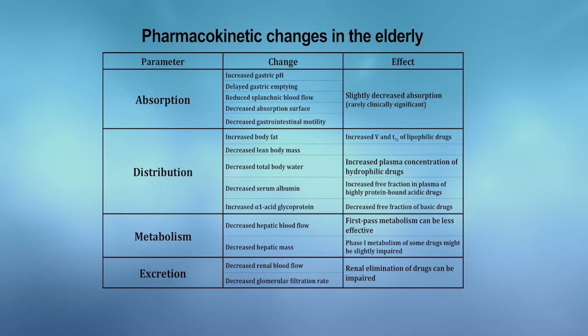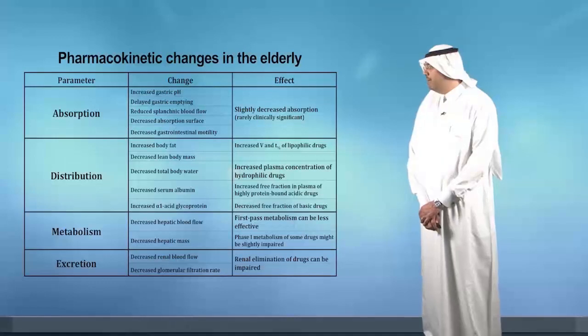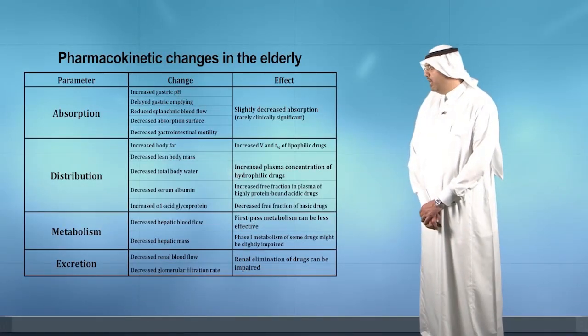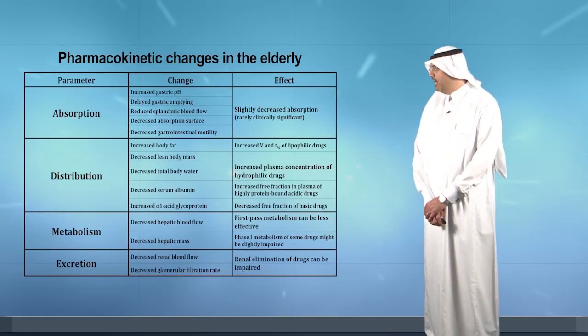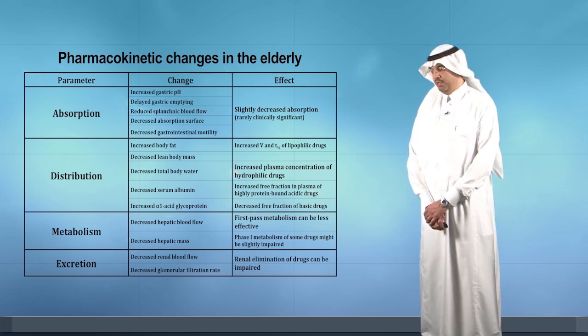This table lists for us the summary of all these changes that we can notice in elderly patients in the pharmacokinetics of medications. As we mentioned, with absorption, there will be a slightly decreased absorption in general. In distribution, there will be an increased plasma concentration of hydrophilic drugs. In metabolism, usually the first pass metabolism can be less affected, and with excretion, renal elimination of drugs can be impaired.